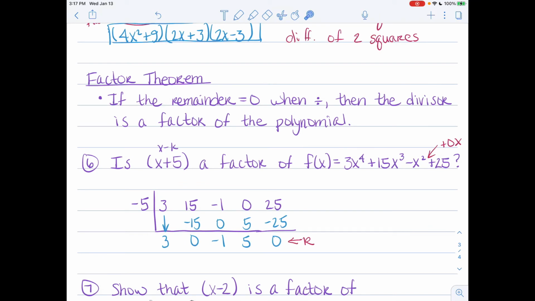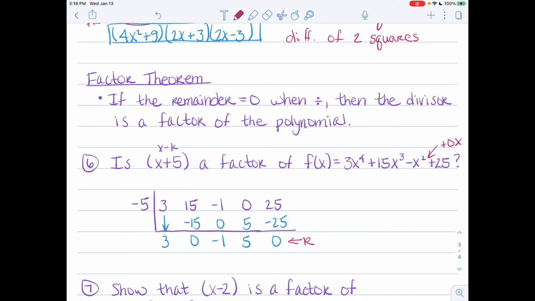Okay, synthetic division, remember it's bring down the 3 and then multiply. 3 times -5. Report your answer up and to the right. 15 minus 15 is 0. Do it again. Multiply. 0 times -5 will give me 0. Add -1 plus 0, -1. Then we take the -1, multiply by -5 to get a positive 5. Remember, up and to the right. 0 plus 5 is 5. 5 times -5, -25. Which gives me 25 minus 25, or 0.